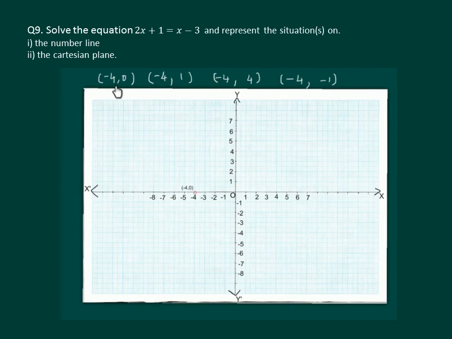We plot minus 4, 0 and the points minus 4, 1, minus 4, 4 and minus 4, minus 1. Now join these points. Our graph is a line AB parallel to the y-axis, and it is at a distance of 4 units from the y-axis.